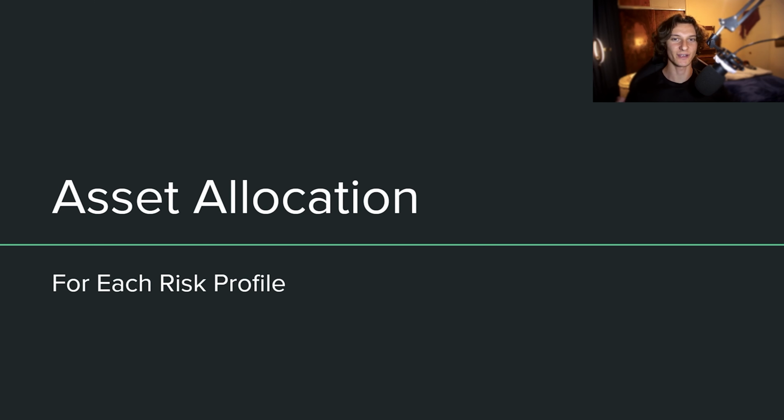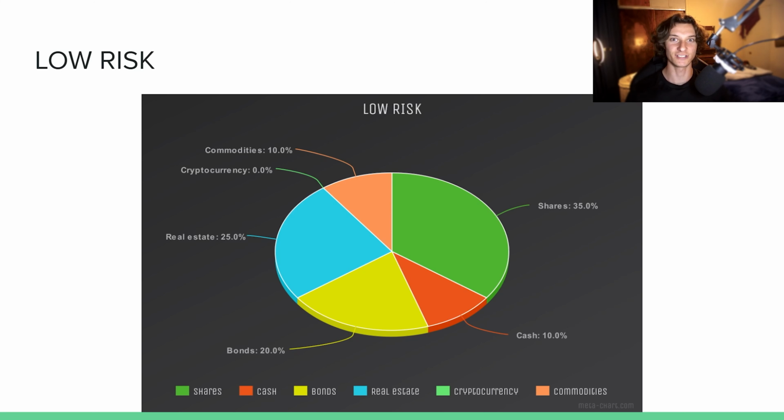Okay, so first we have low risk. Now low risk is obviously the safest option. Let's see how this is divided. We got 35% of your portfolio in shares, 10% in cash, 20% in bonds, 25% in real estate, and 0% in cryptocurrency, and lastly 10% in commodities.